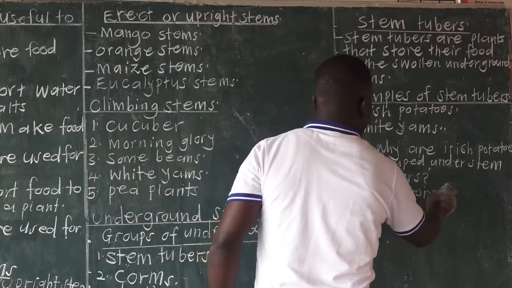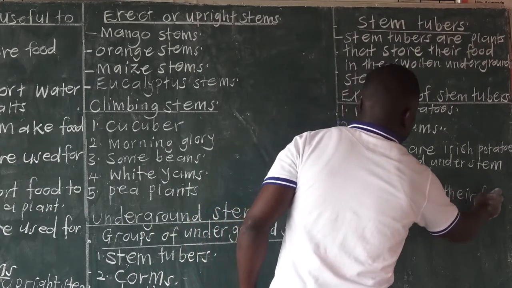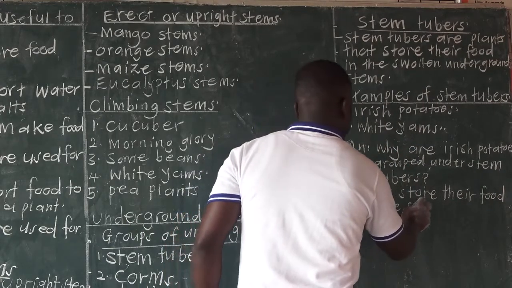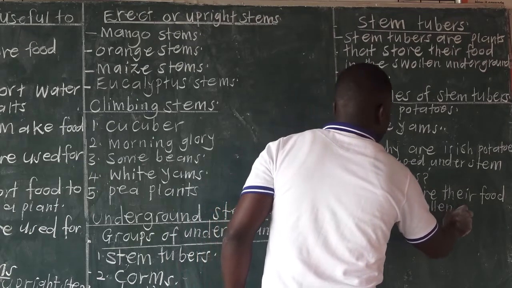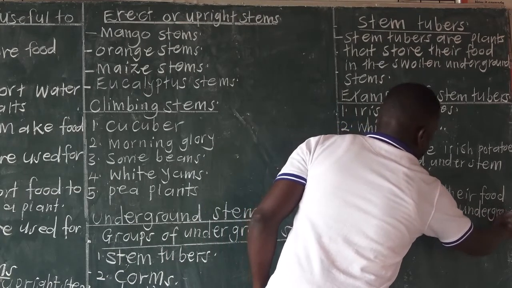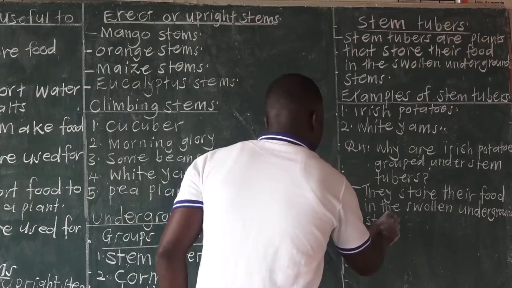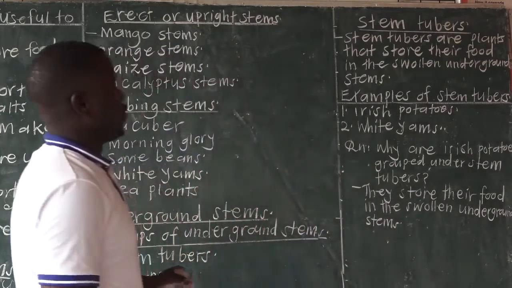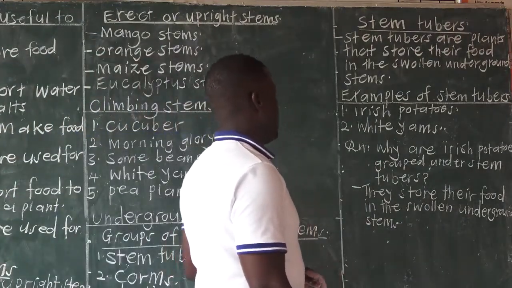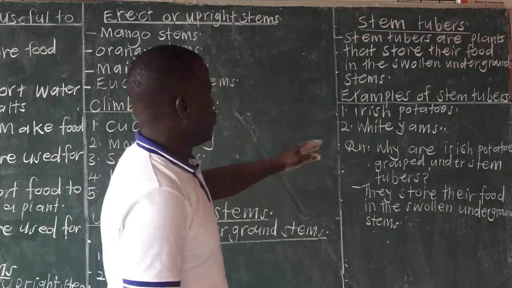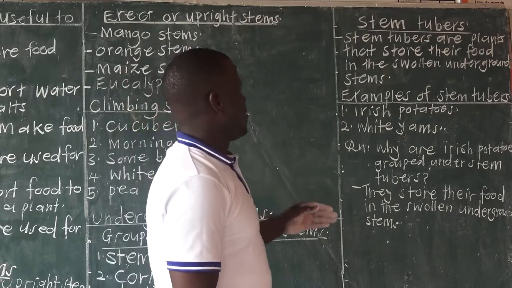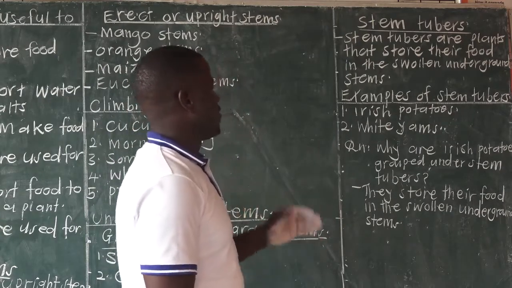So plants that store their food in the swollen underground stems, we regard them as stem tubers. If they ask you, why are white yams called stem tubers? White yams store their food in the swollen underground stems.